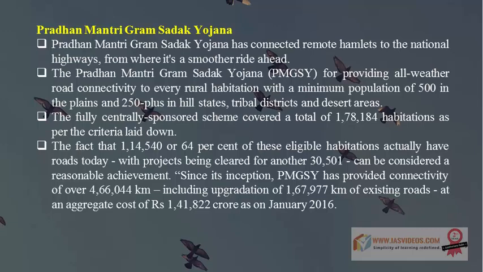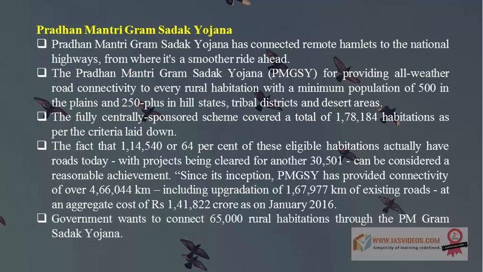Since its inception, PMAY-G has provided connectivity of over 466,044 kilometers, including upgradation of 167,977 kilometers of existing roads, at an aggregate cost of Rs 141,822 crore as on January 2016.